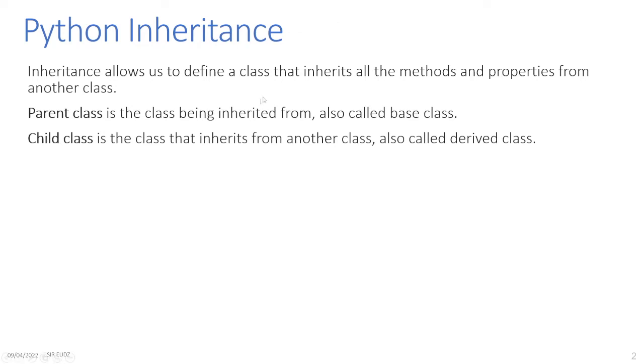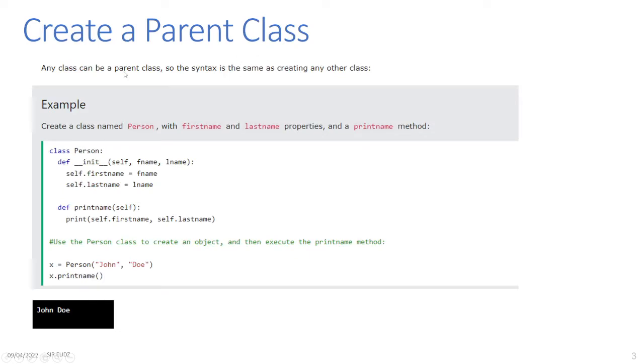Parent class is the class being inherited from, also called the base class. Child class is the class that inherits from another class, also called derived class. Create a parent class. Any class can be a parent class, and the syntax is the same as creating any other class. So create a class named Person with first name and last name properties and a print name method.